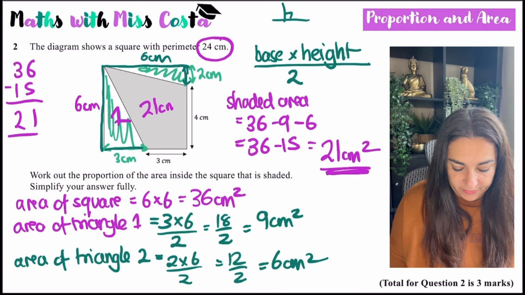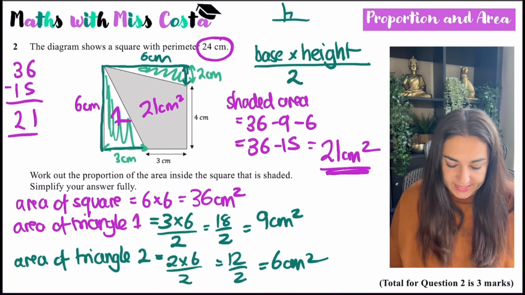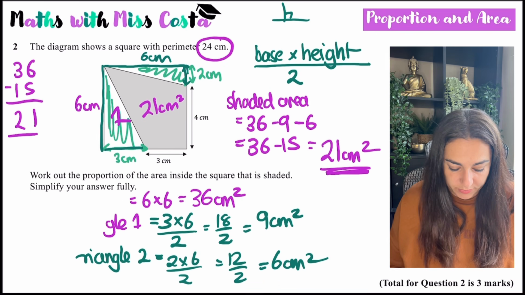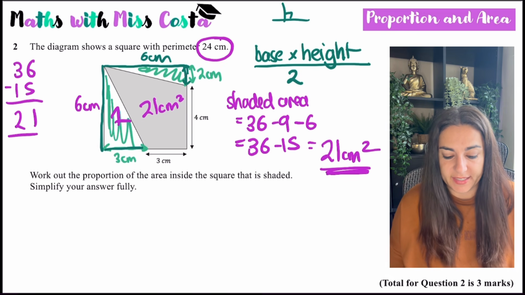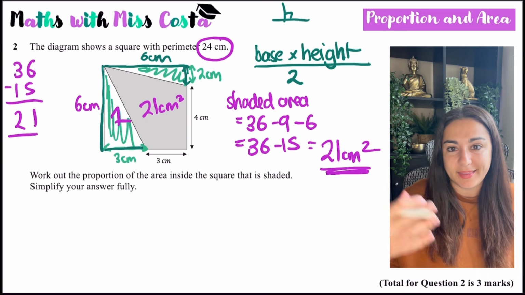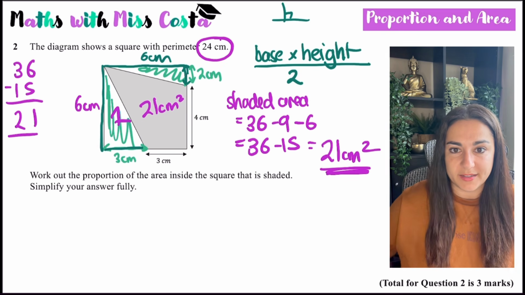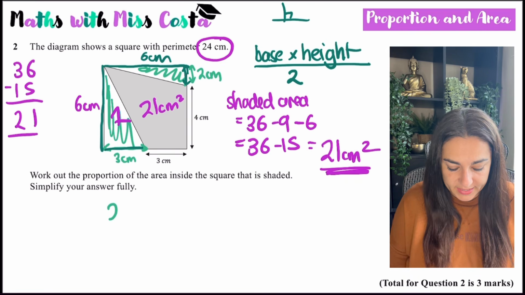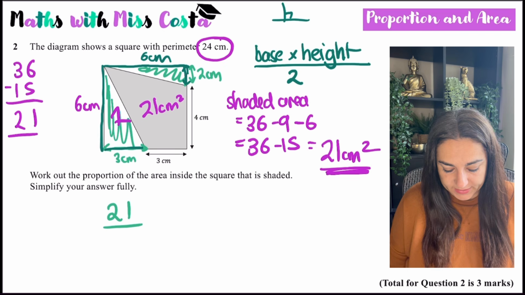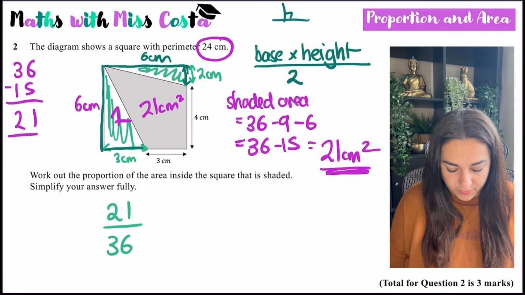So this area here is 21 centimeters squared, and it's asked me to work out the proportion of the area inside the square that is shaded. So that basically means write the area, sorry, the shaded area, as a fraction out of the whole area. So the shaded area is 21 centimeters squared out of 36 centimeters squared.